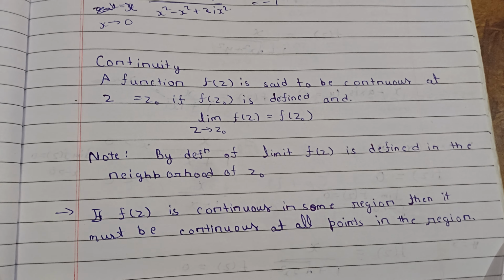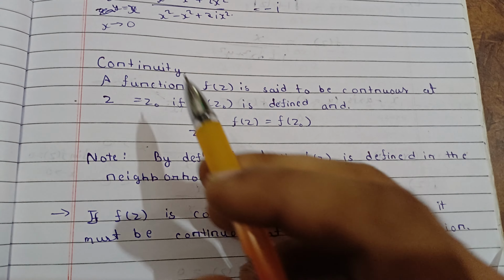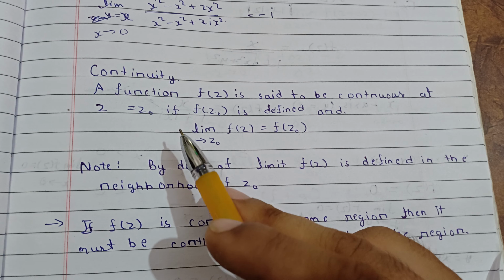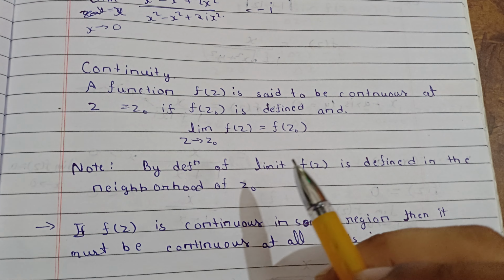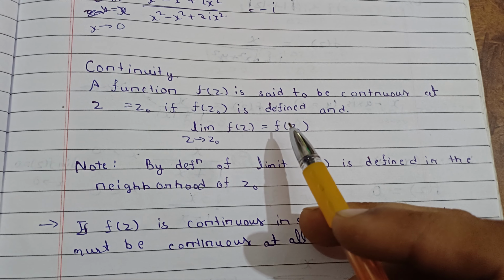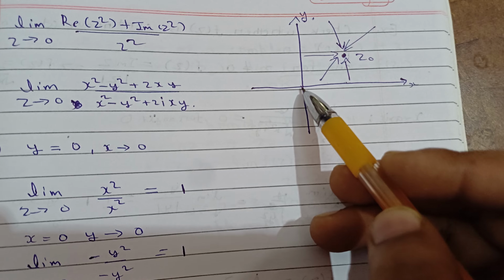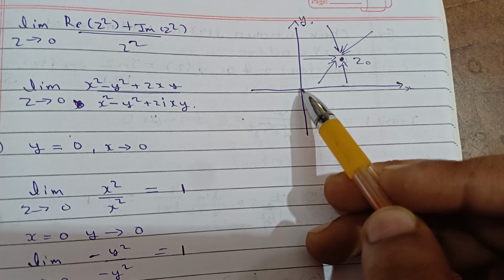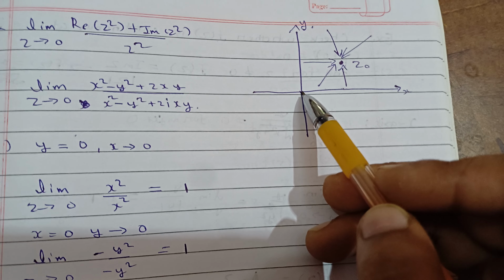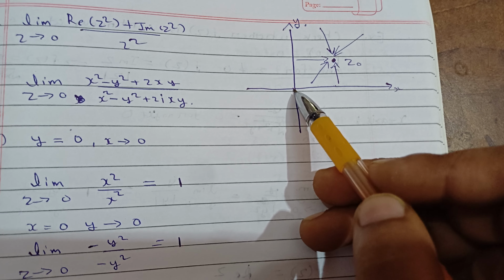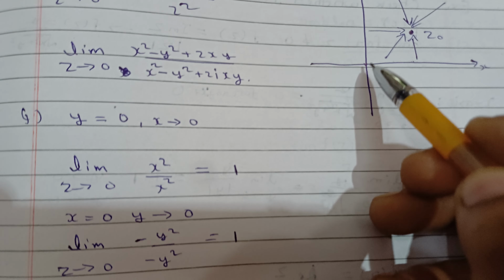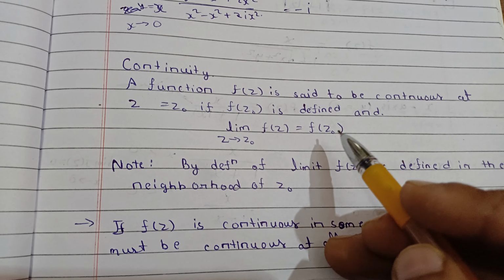Now let's define continuity. It's very easy if you already understood the limit. A function f(z) is said to be continuous at z equal to z naught if f(z naught) is defined and the limit is same as f(z naught). Means whatever the value of the function at this point, that is fixed. Now limit should be equal to that point, then we say that the function is continuous in the neighborhood region. All these regions should give you the same value, that is f(z naught).